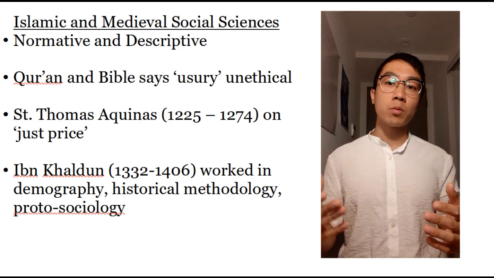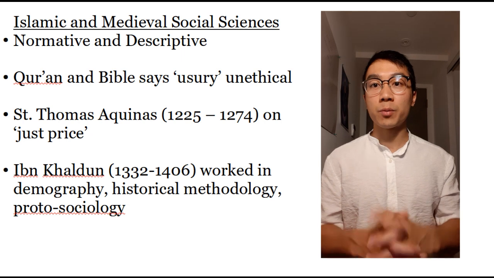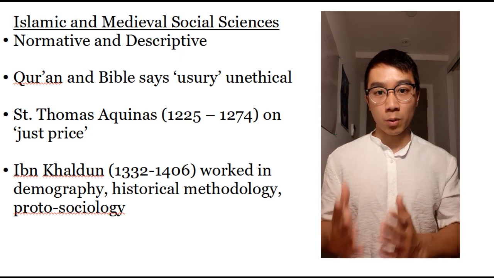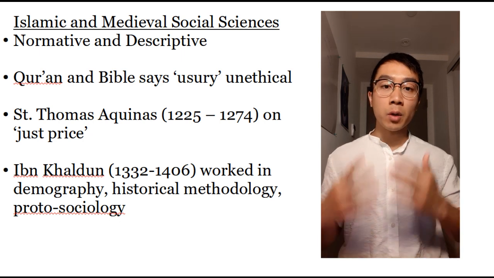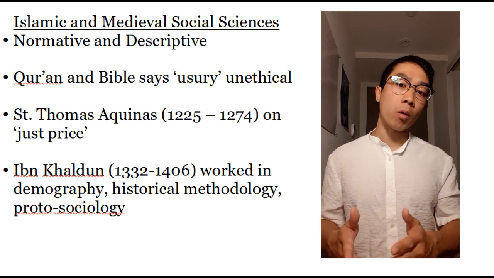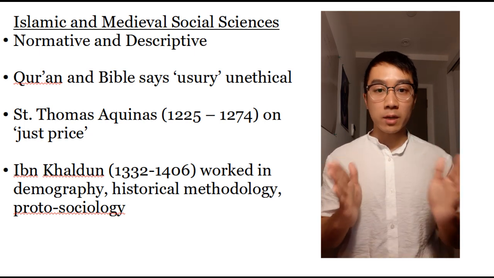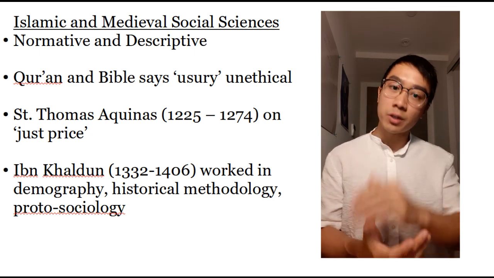And so I mention this because when we discuss a bit about the Quran and the Bible and the position on usury, we're going to be talking about the blurring of the distinction between normative and descriptive. So the blurring of the distinction is very important in this time period because later social sciences tend to separate normative from descriptive claims. So let's just use the example of usury.